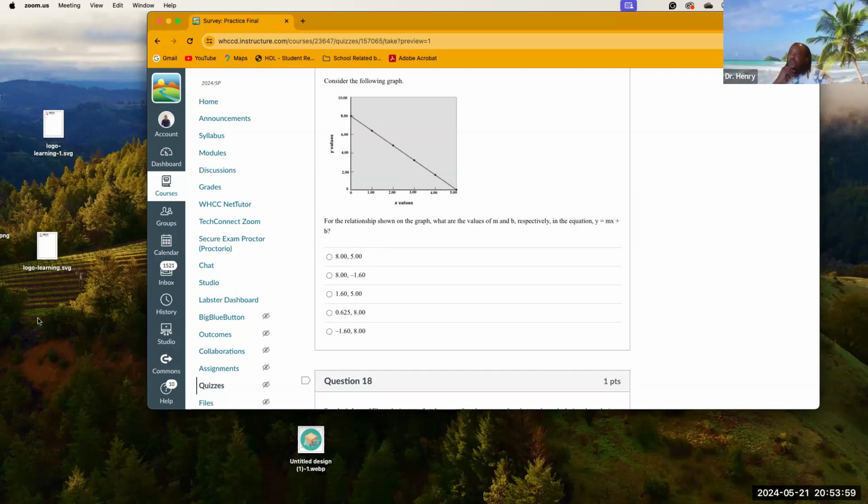Okay. Consider the following graph. For the relationship shown on the graph, what are the values of M and B relative to the equation y equals mx plus b?